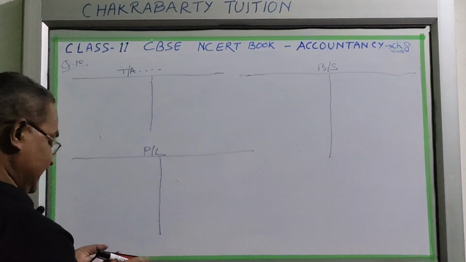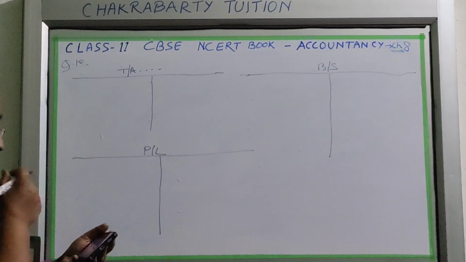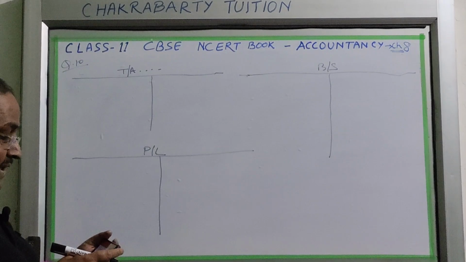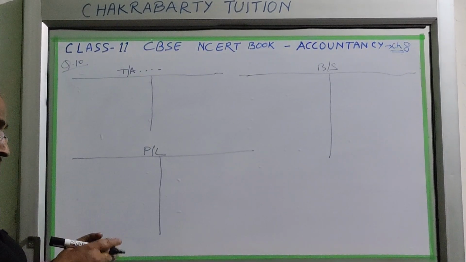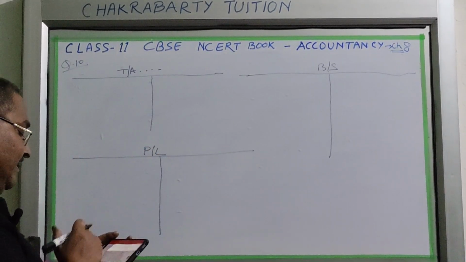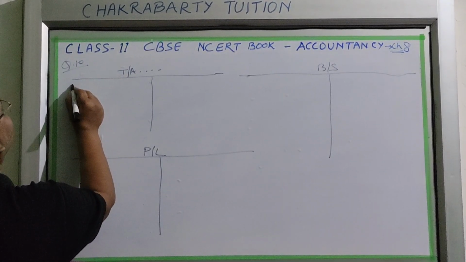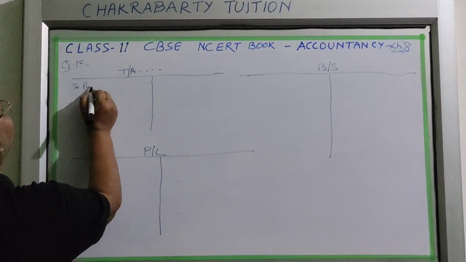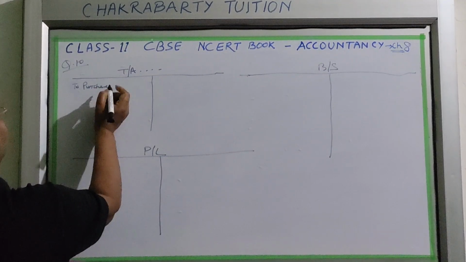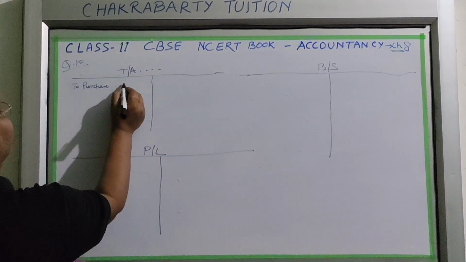So here, purchase and sell. Suppose these type of entries are there, purchase and sell. What I told you: credit item will go to credit and debit item will go to debit. So purchase you write here, to purchase, because the amount is given in the debit side. Debit side item you write on the debit side.